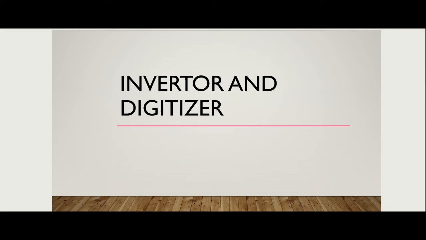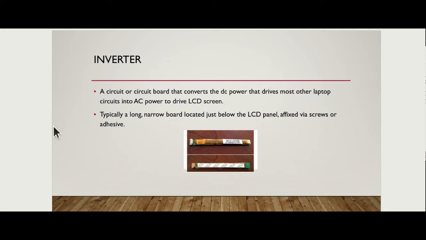Today I'm going to talk about inverter and digitizer. So, what's an inverter? It's a circuit board that converts the DC power that drives most of the laptop circuits into AC power to drive LCD screens. It is typically a long narrow board located just below the LCD panel. A fixed wire screws adhesive. As you can see on the screen, that's what it looks like.